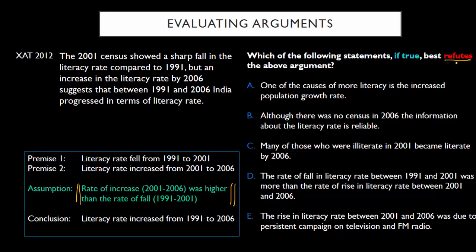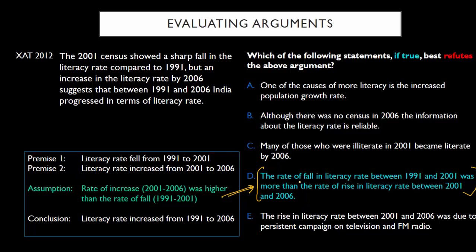And which of the following refutes it? You can straight away see option number C directly refutes it. If this is true, then the argument would not make any sense. The rate of fall in literacy rate between 1991 to 2001 was more than the rate of rise in literacy rate between 2001 and 2006. This will refute the whole argument which is given.